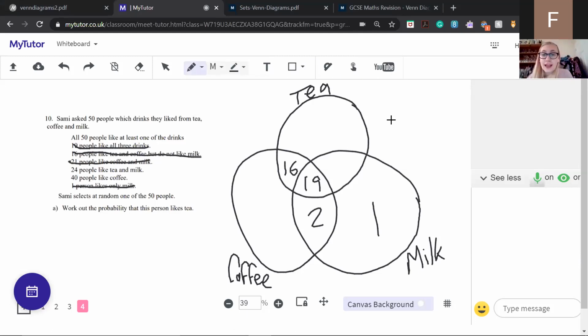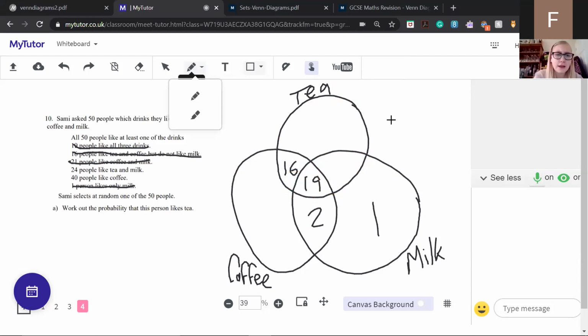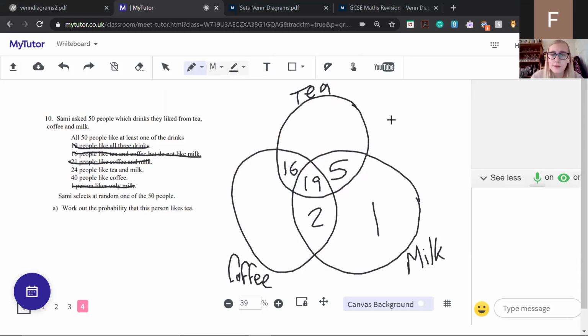24 people like tea and milk. So now we're going to ignore the coffee circle. We don't care about that. If we just imagine that we have the tea and the milk circles, 24 people like both. So this bit has to be 24. Well, we've already got 19 people in there. So we just need to pop 5 more in.